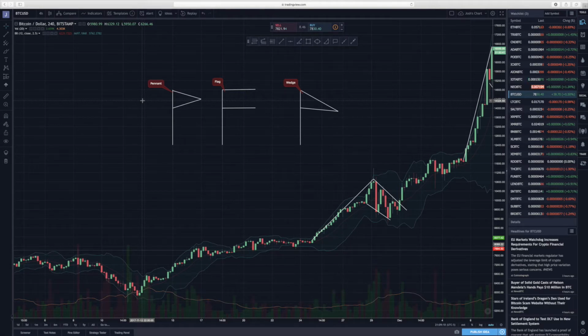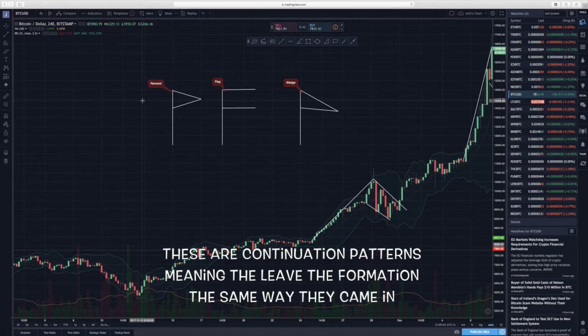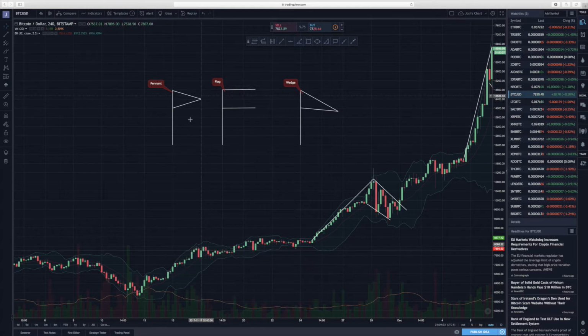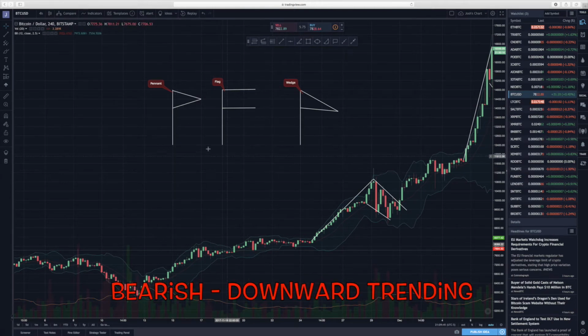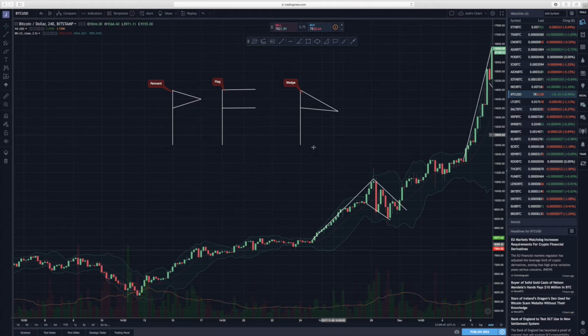So the three types of flags are continuation patterns, which means once it goes through the pattern, or once it goes through the formation, it will continue on whichever trend it is. So we have two types of trends. Like I mentioned in the last video, we have bearish trends and bullish trends. Bullish trends, like I said, are upward trending. Bearish are downward trending.